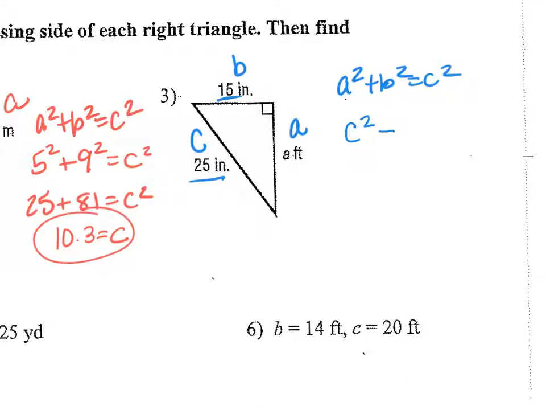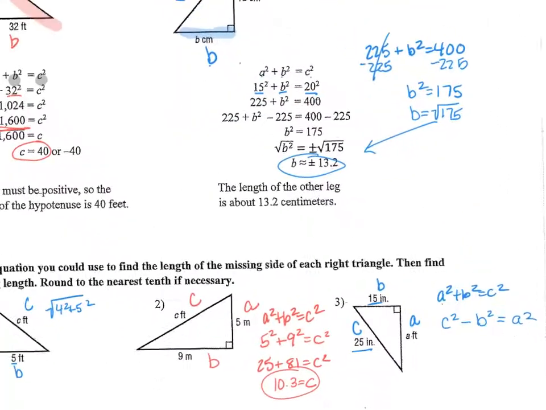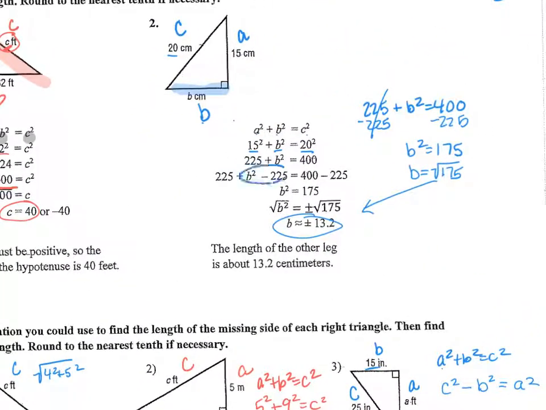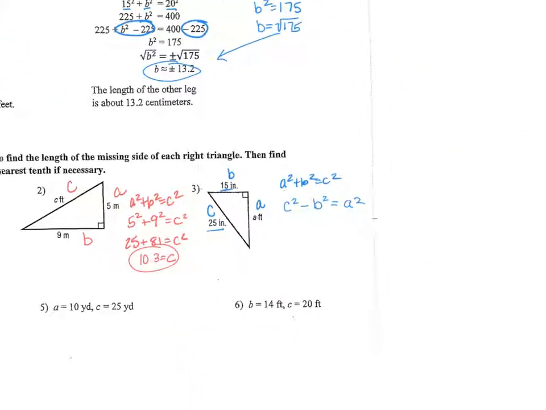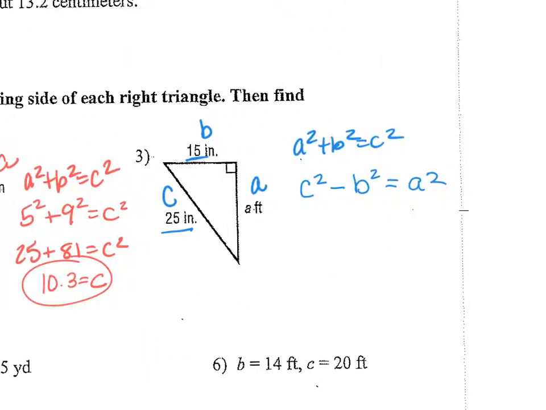So we know C squared minus B squared equals A squared, okay? Because you're going to be subtracting, just like we did up here. We had to subtract, remember? So you can make a shortcut for yourself and do it like this. So 25 squared minus the leg that you know, 15 squared, equals what we don't know.